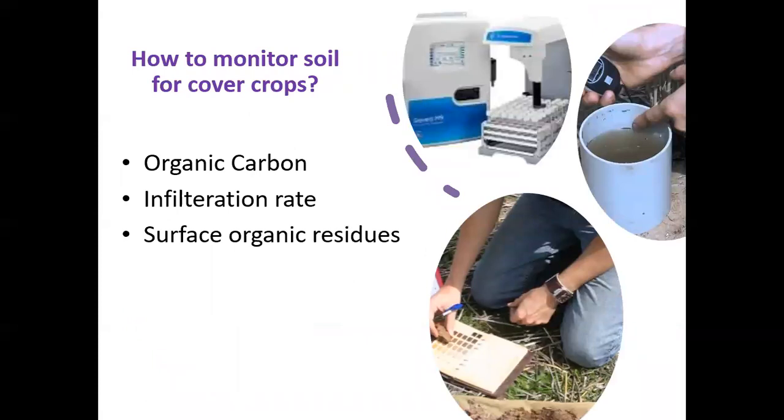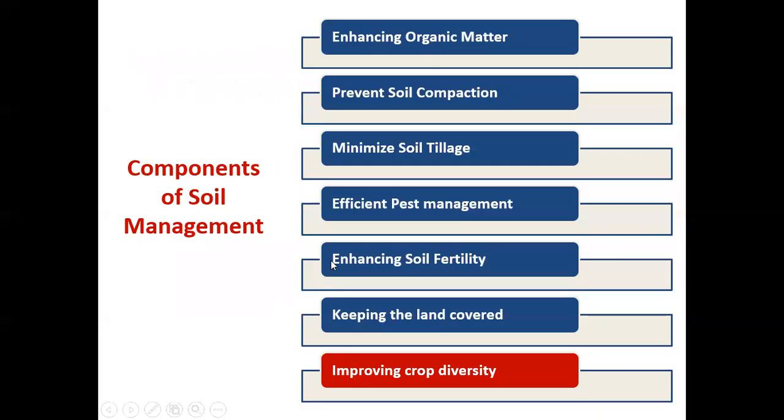You can monitor by looking at the organic matter in the soil, organic carbon, then infiltration rate can be measured. This is TOC for total organic carbon, then infiltration rate measurement, you can do that. Surface organic residues, so that can also be checked to see the need of cover crops.